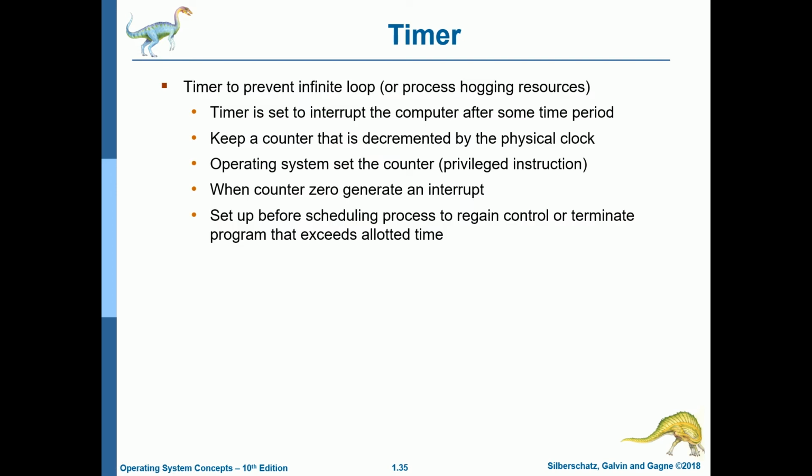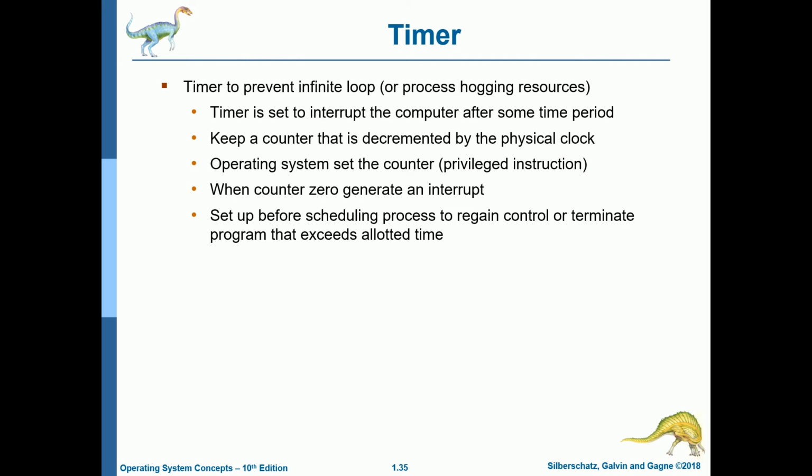Another mechanism that's built into most operating systems is called a timer, and this can be used to prevent infinite loops. So think of it this way. A timer is always set to interrupt the computer after some period of time. We keep track of this, and it decrements using the physical clock. The operating system sets the counter, and this is a privileged instruction. Now, when that counter reaches 0, it automatically generates that interrupt.